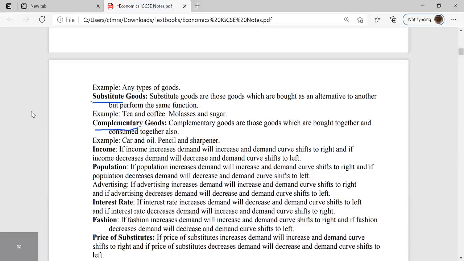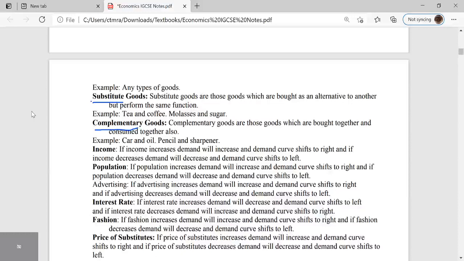Next we have population. When there are more people, people will be demanding more. When the population rises, the demand for rice will also rise. And then we have advertising. Advertising will lead to higher demand. Think about your favorite food, suppose burger. If you're seeing advertisements of burger everywhere, definitely there will be a rise in the demand for burger.